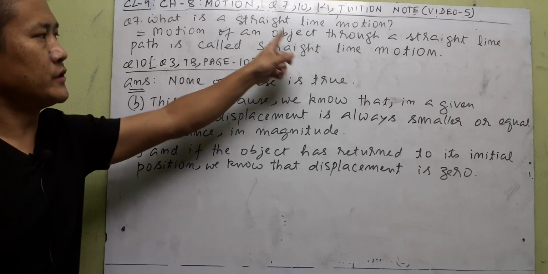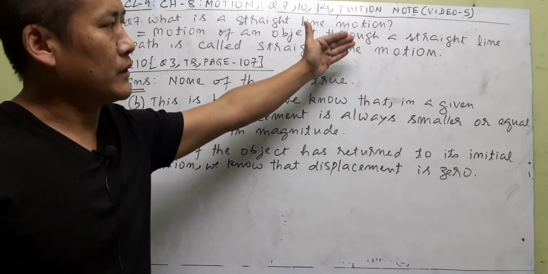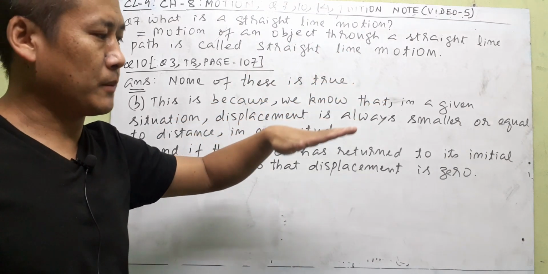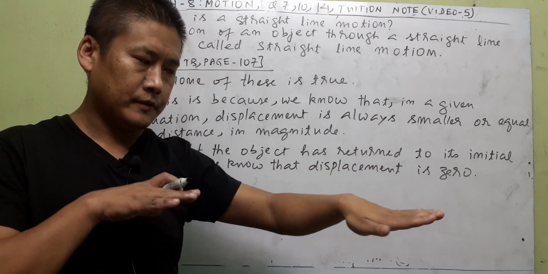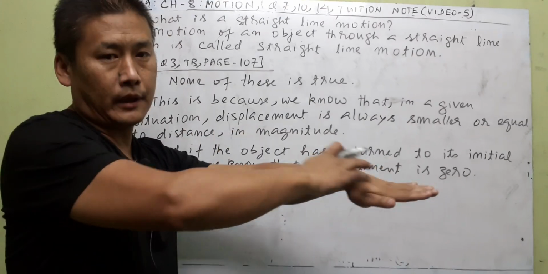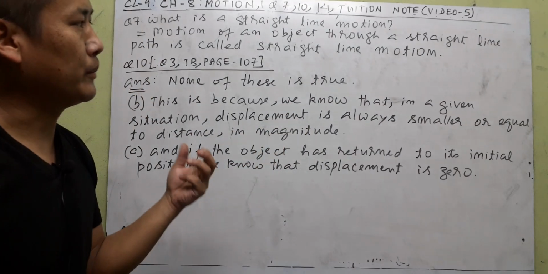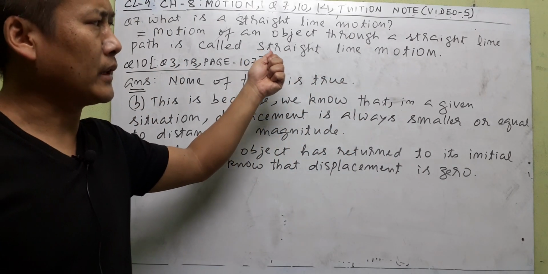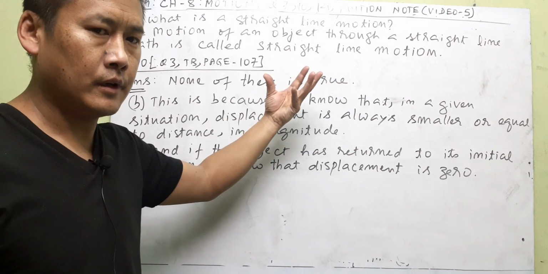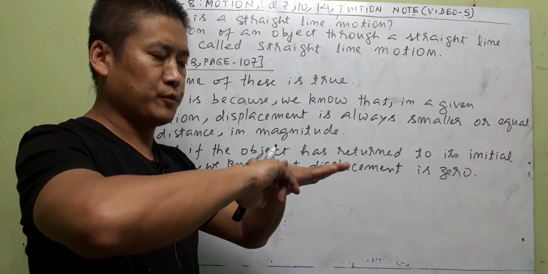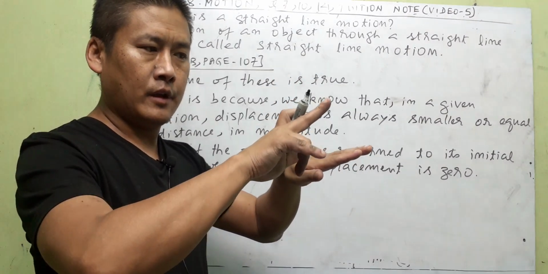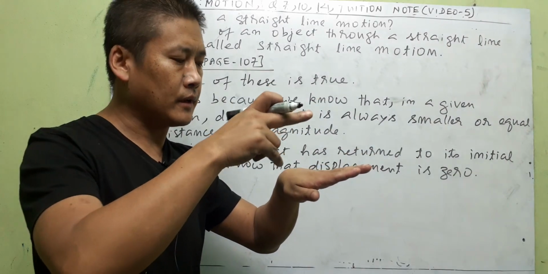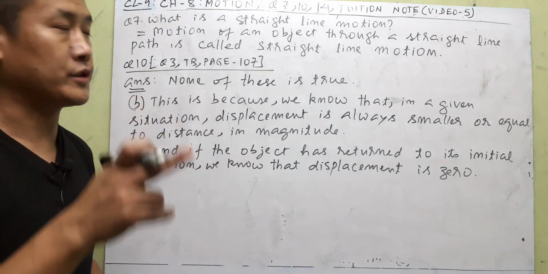So motion of an object traveling through a straight line path is called a straight line motion. For example, a ball rolling on a perfectly flat surface in a straight line would make a straight line motion, right? Now think of something which is not straight line motion to get it clearer. Yes, the second hand of a clock is moving in a circular fashion. That is not a straight line motion, that is a circular motion, right?